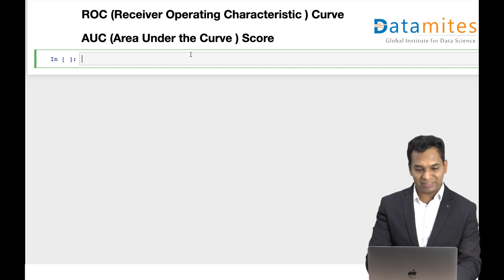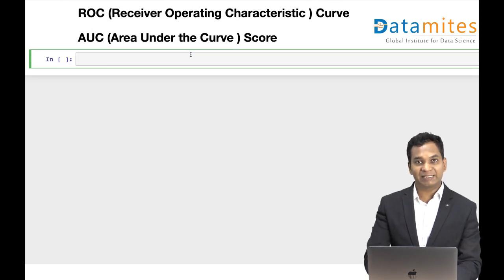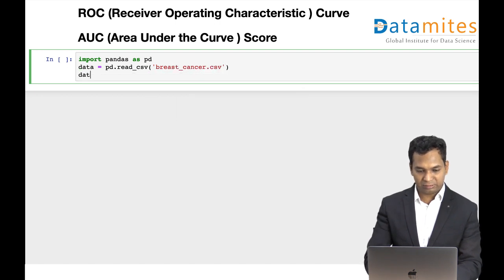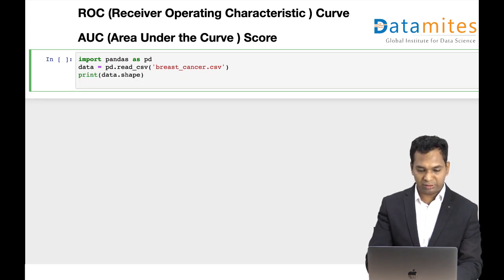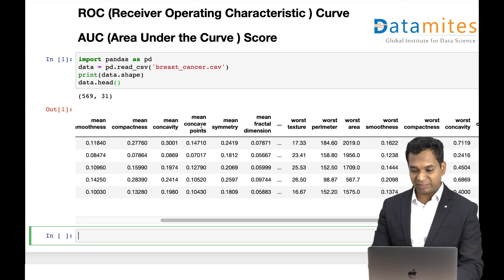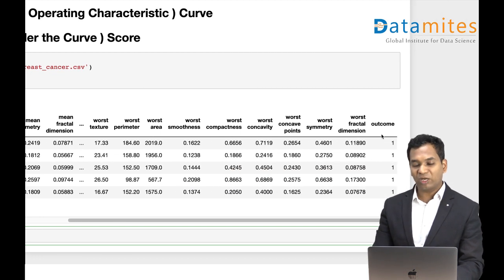So I'm going to use one of the standard data sets, the breast cancer data set from the UCI repository. Importing pandas, data is equal to read CSV, breast cancer data set. Now let me print the shape of it and then head. So this has 30 columns as predictors, and the last one is the outcome. Outcome 1 means diagnosed with cancer, malignant, and 0 is no cancer, which is the benign case.